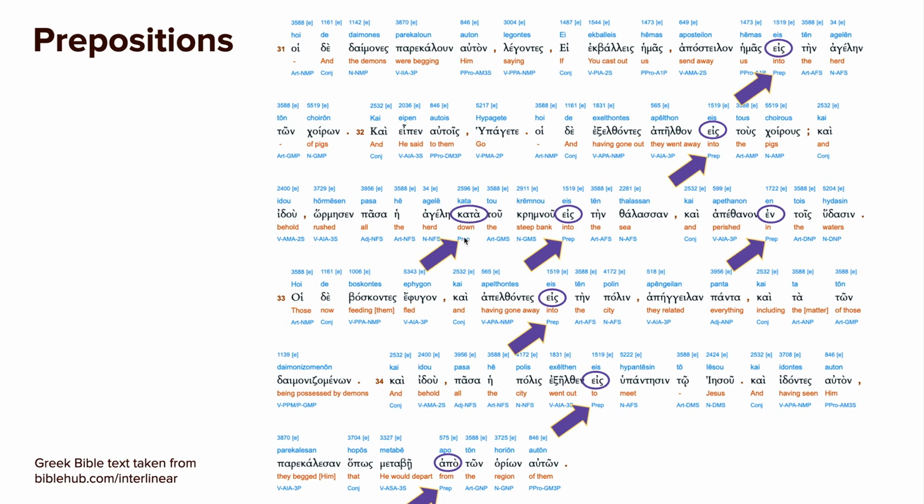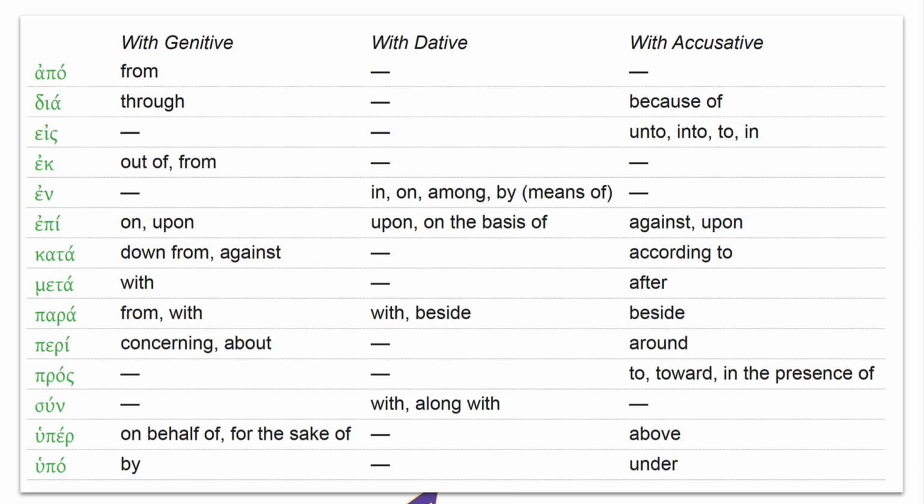Then we have kata, which means down, and in this case, it's followed by the genitive, the steep bank, and then in the waters, en tois hudasin. And this is followed by the dative. I usually remember this by if you're in a relationship with someone, you're dating them. So that's how I remember the dative is for following en. And then the last one down here is apa, from the region. And apa is always followed by the genitive. So out of, from, of. And just a quick review, apa is always with the genitive.